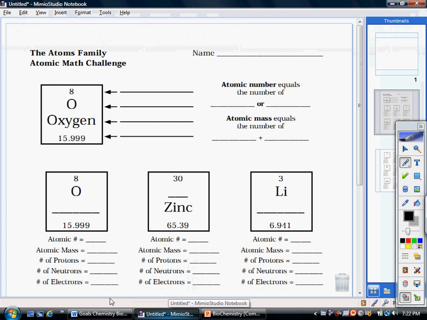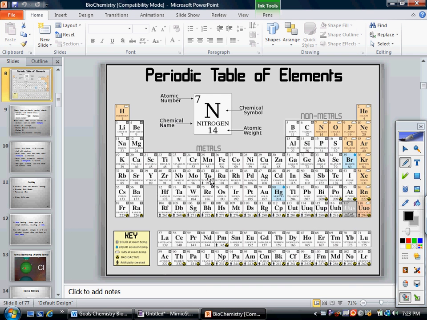So let's take a look at one of the homework assignments that you guys had during this unit, and that was the Atoms Family Atomic Math Challenge. This is typically what you'll see when you look at a periodic table of elements. I'll go to one of the ones that I used in class. This is an example of the periodic table of elements, and here's nitrogen.